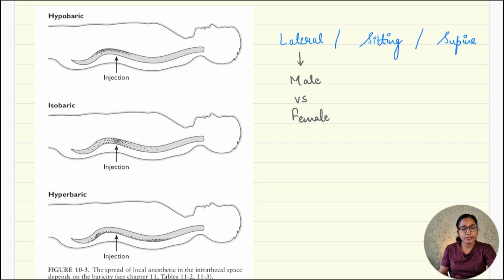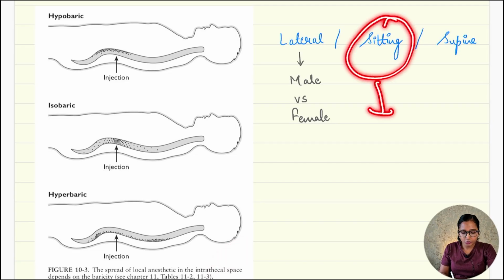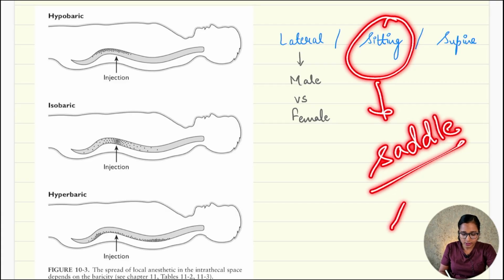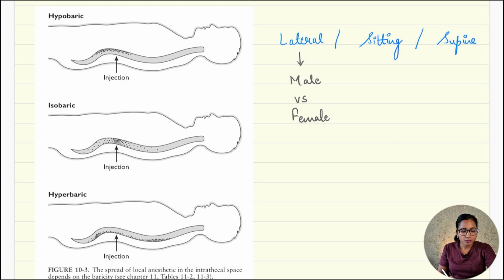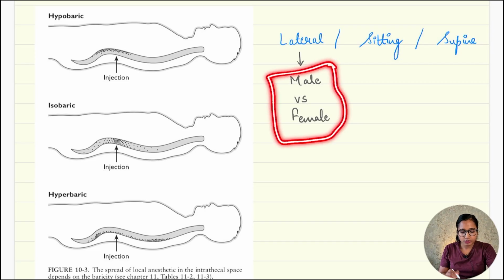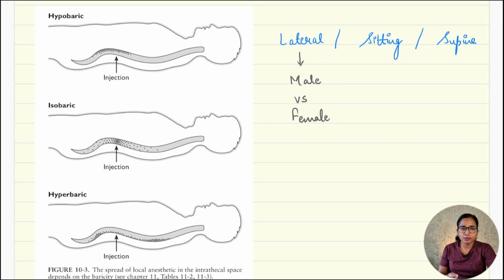If we talk about sitting, sitting is usually used for saddle blocks, and in saddle blocks the sacral region needs to be anesthetized. So we make the patient sit for around 10 minutes, and the most dependent part of the spine, that is the sacral region, gets blocked. If we talk about lateral position, there is a difference in male and female patients, which we will discuss ahead.